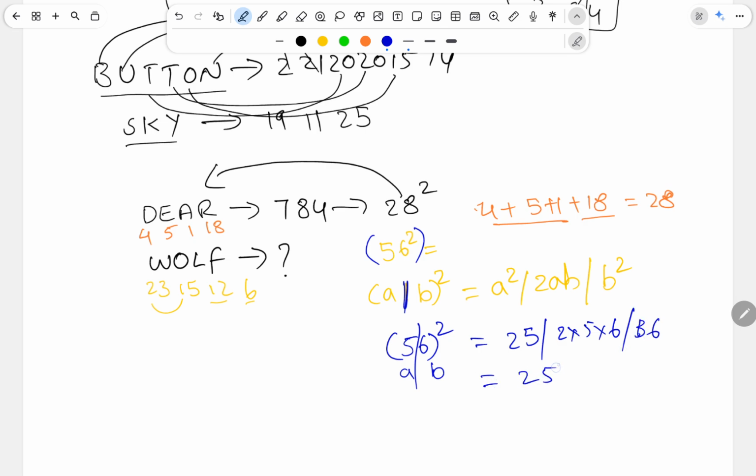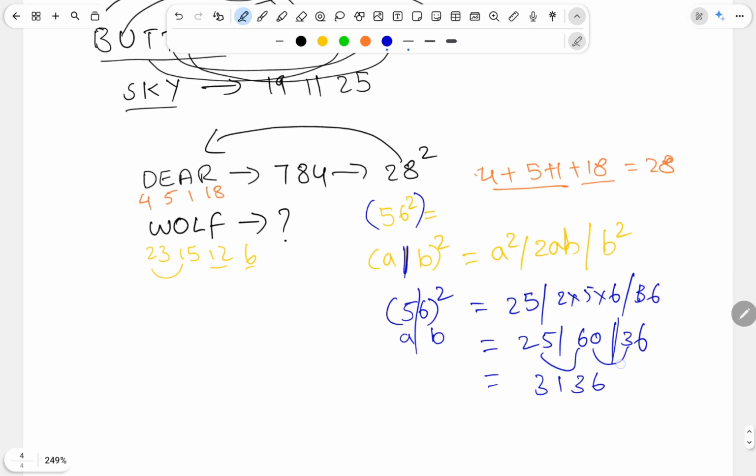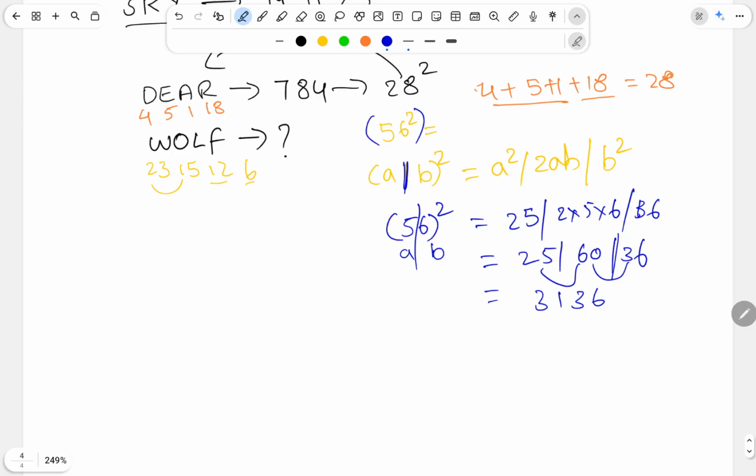Now 25, 60, 36. What is this? Balancing. These slashes are nothing but balancing. See 6, 36: take 6 and 3 carried forward. 63: take 3 and 6 carried forward. 31. So 3136 is our answer.